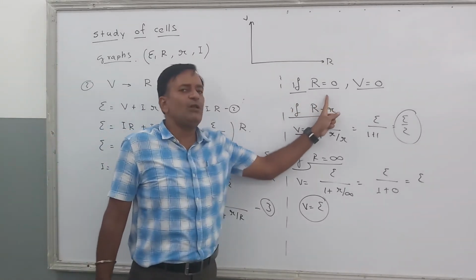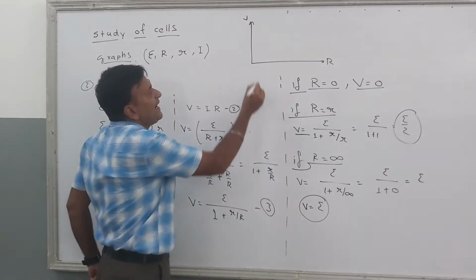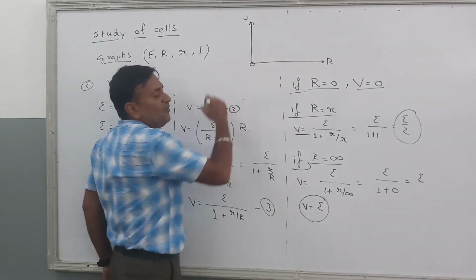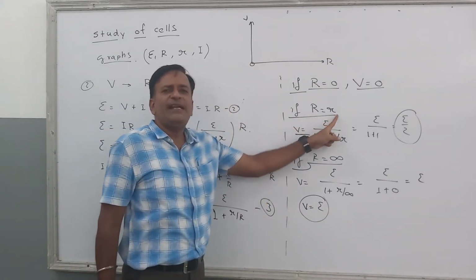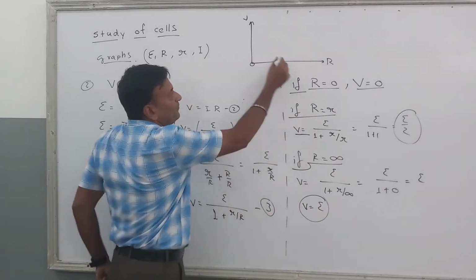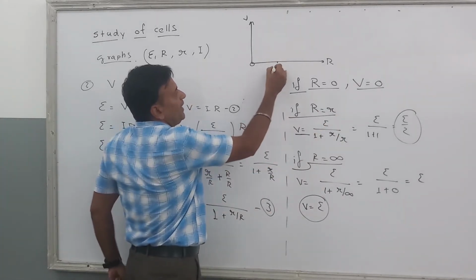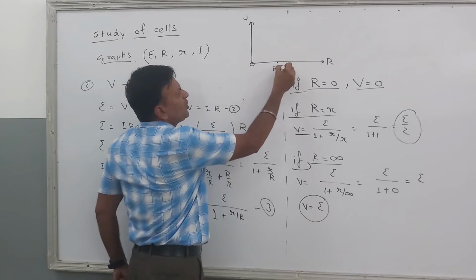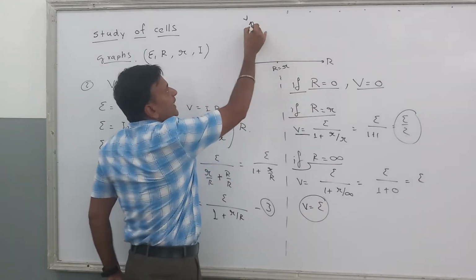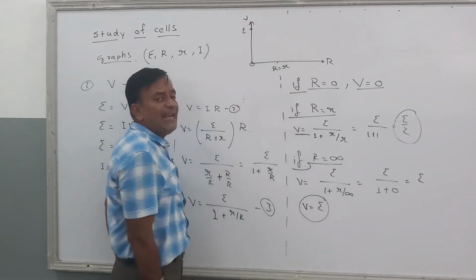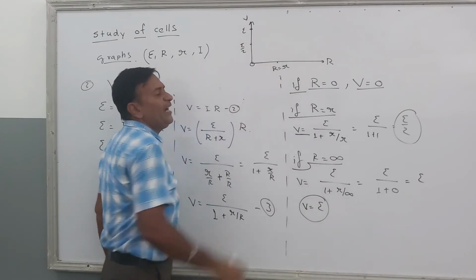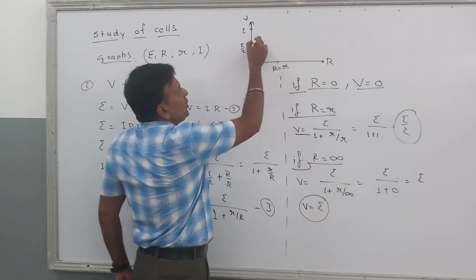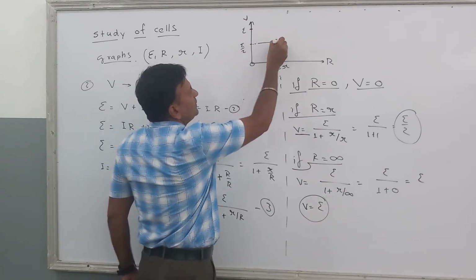First plotting, R equals 0, V equals 0. Starts at the origin. First point. Second point, if external resistance equals internal resistance, that means if R is equal to r, see, if this is epsilon, somewhere here you will have the plot of epsilon by 2. So here you have to mark this point.